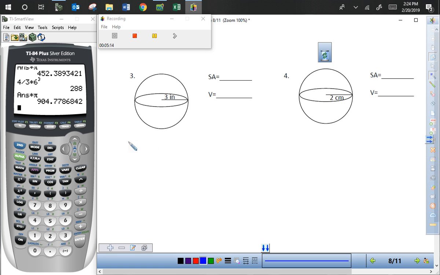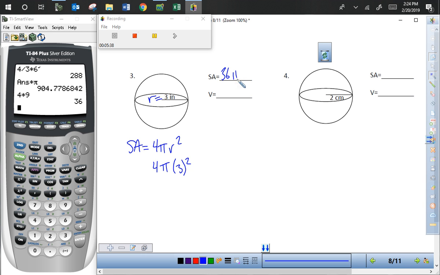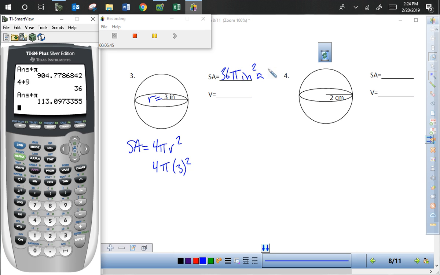One more time together, we've got surface area, 4 pi r squared. R is given to us in this case. Our r is 3. So 4 times pi times 3 squared. So 4 times 9, since 3 squared is 9, gives 36 pi inches squared. And on our calculator, times pi for the decimal. 113. You'll notice there's a 0, but that 9 makes it go up to 1 inches squared.